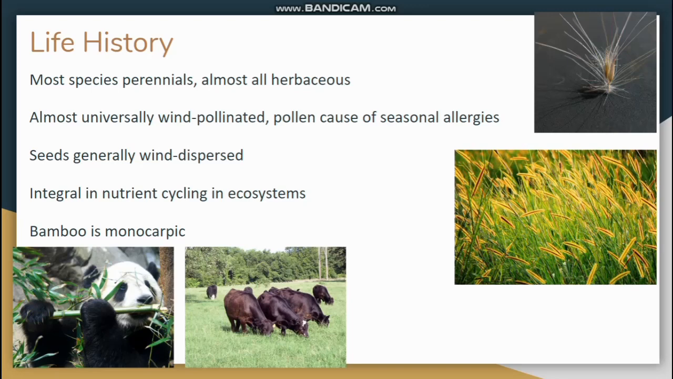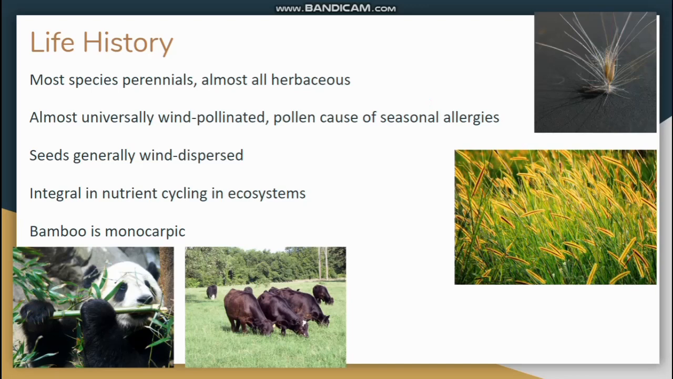They get huge, many dozens of feet tall. They have seeds that generally get carried by the wind. I mean, you've seen the stereotypical grass seed pod where it's just all this cottony fluff that gets picked up and the seeds move about. They are very important for nutrient cycling in the ecosystem. Remember that they are the food source for a lot of primary consumers.